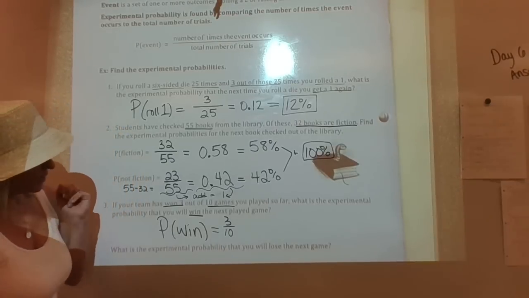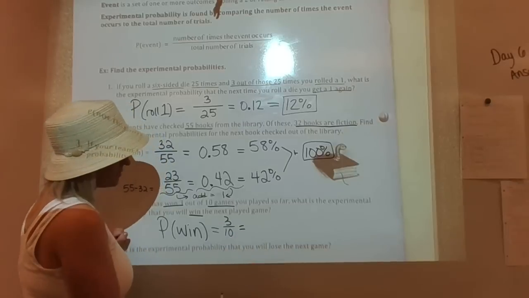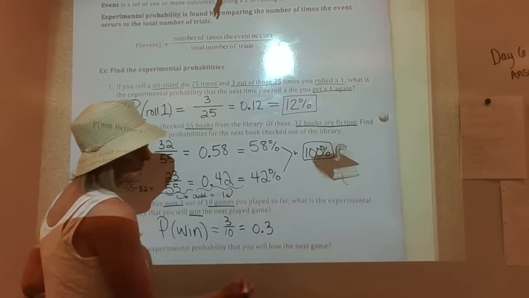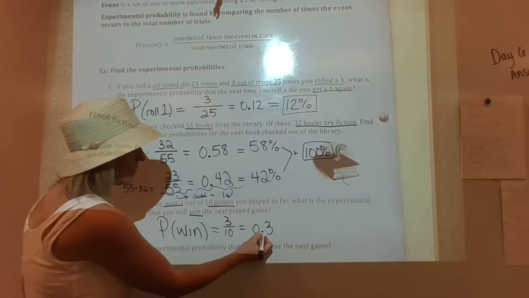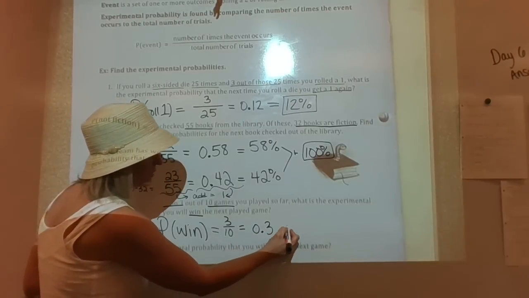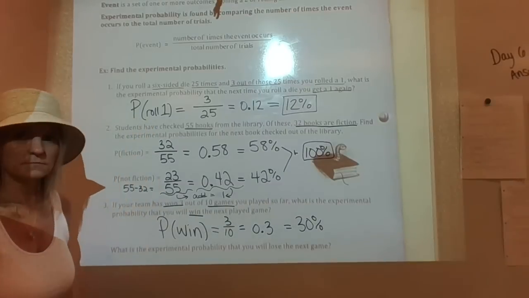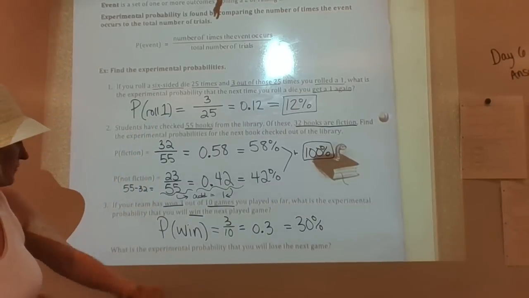All right, which we can't reduce, so we just go ahead then and make it a decimal. If I divide that, 3/10 we know means 0.3. And then to make that a percent, move it 2 spots over. 1, 2, that would be 30% chance. All right, so that is the chance of winning.